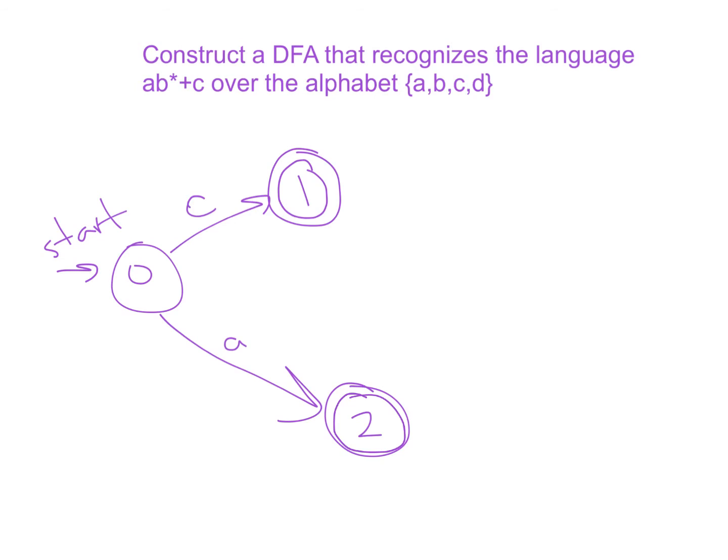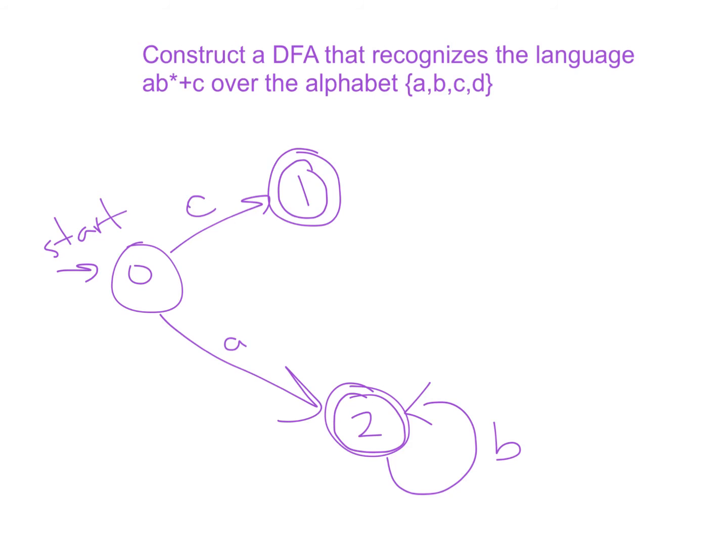And then, of course, if we see 1 more B or 2 more B's or 3 more B's or 50 B's, we still accept. So I think at this point, we accept the string C, right? And we accept all the strings that start with an A and then have 0 or more B's, right? Because we'll accept C. We'll accept A followed by 0 or more B's. Okay. So now we just have to make sure we reject everything else, right? So if we start at state 0 and we see the letter B, we immediately reject, right?